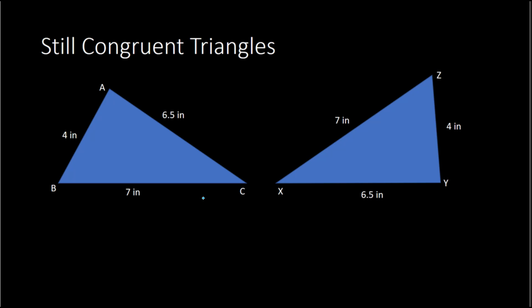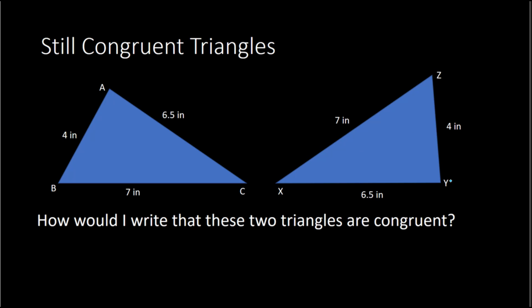Now here are two other triangles which at first glance might not look congruent, but these actually are. The only thing that is different is that one triangle is flipped over and is facing the other direction. So the question is, with these congruent triangles, how would I write that these triangles are congruent?